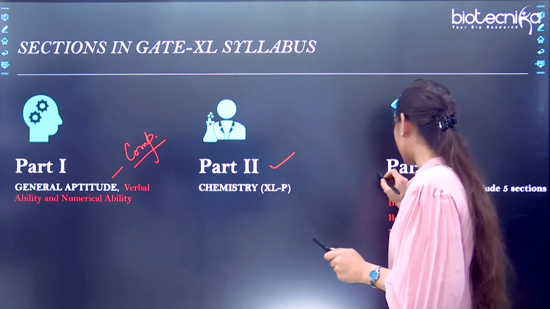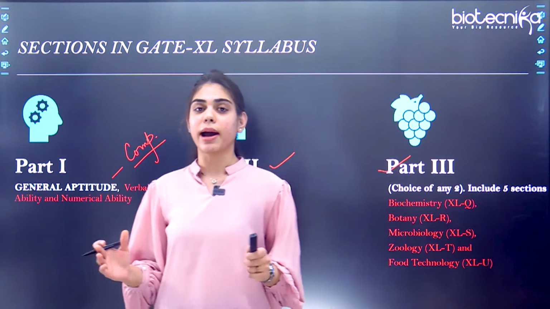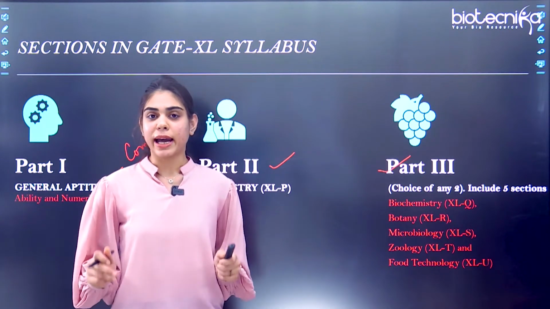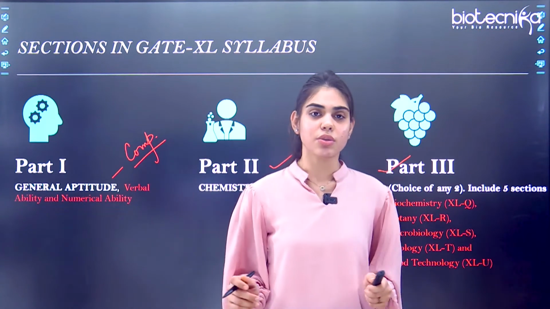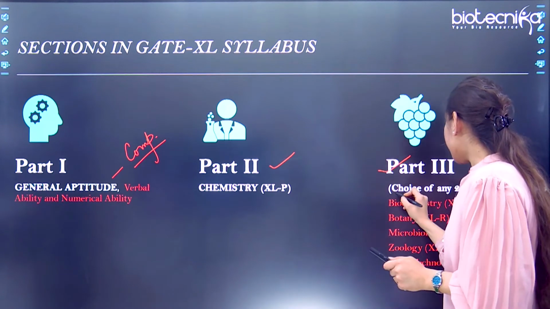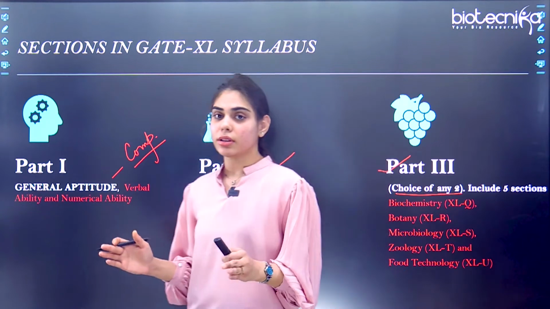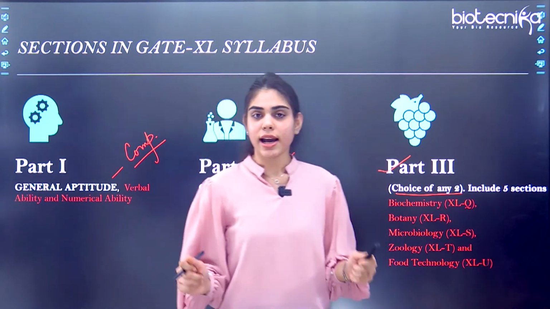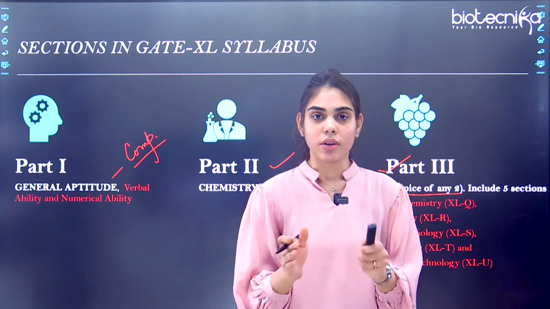Part 3 deals with the subject parts. You will find there are 5 sections under part 3. The first section is biochemistry, second is botany, third is microbiology, fourth is zoology, and fifth is food tech. You can select any 2 subjects of your choice and attempt them. So for these 5 sections, you just have to select 2 sections out of them and attempt your syllabus.